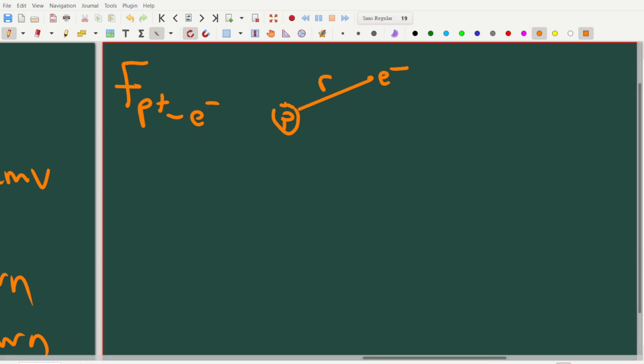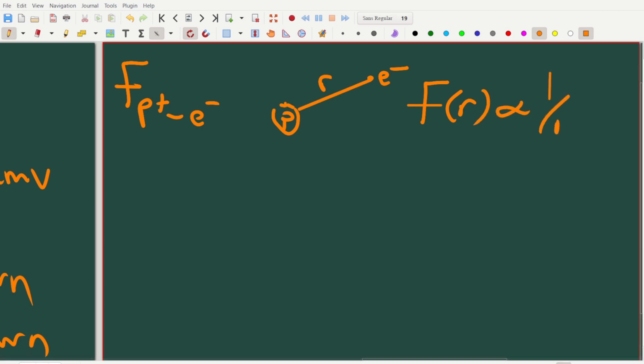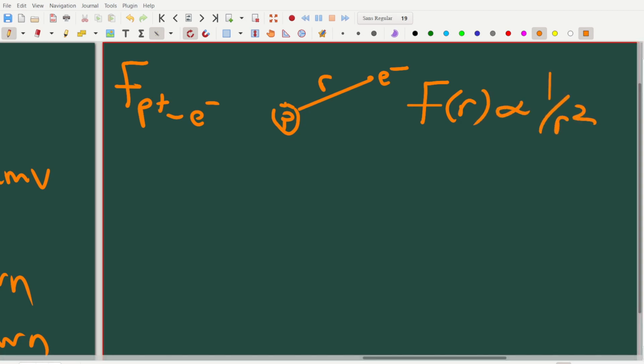The force between the proton and electron, so F of r, goes as 1 over r squared. Right, just like gravity. You double the distance between the proton and the electron, and the force goes to a quarter of the force. Right, just like gravity. Gravity is exactly the same way. So what about the attraction?